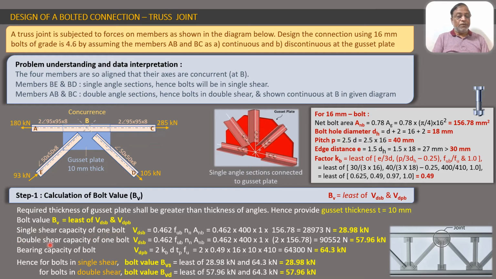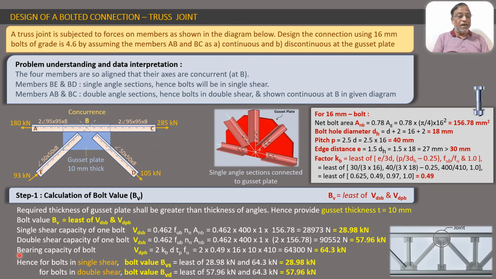Similarly, the double shear capacity of one bolt will be calculated by the same formula. The values will be the same, except that while putting the value of Anb, we will be multiplying that 156.78 by 2, because for double shear we have two cross sections subjected to shear, and that is why this Anb will be 2 into 156.78. So this will amount to double the single shear capacity, that is 57.96 kilonewton. So this was the single shear and double shear capacity of the single bolt.